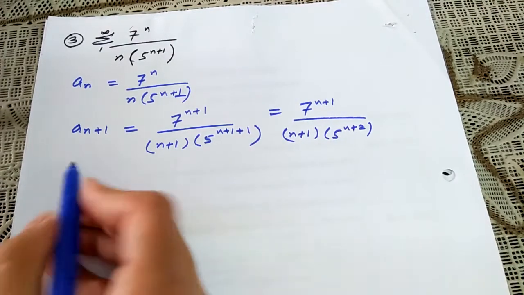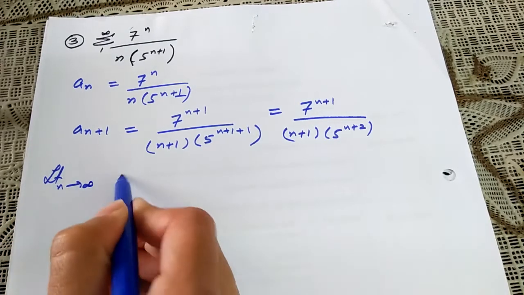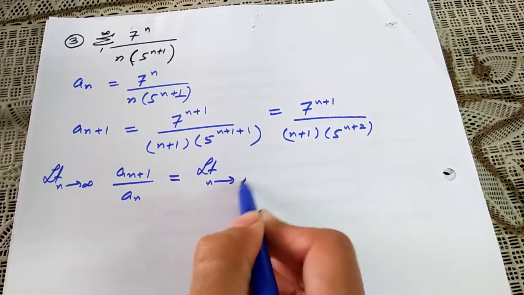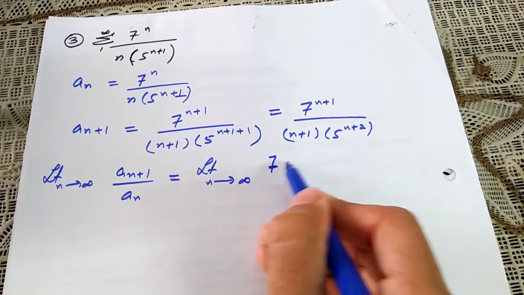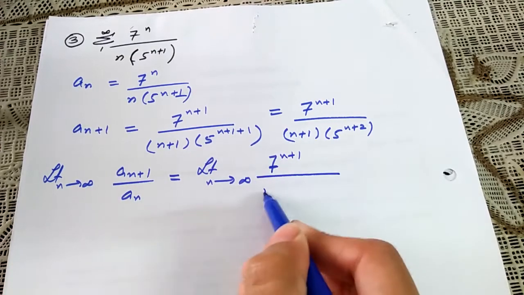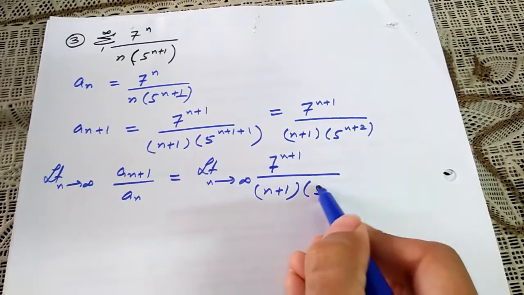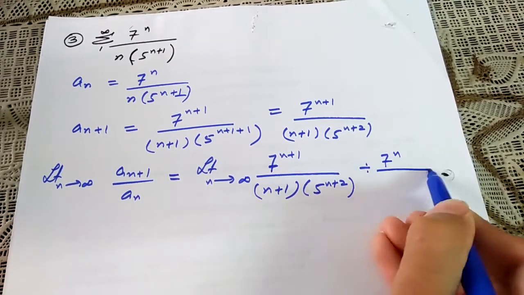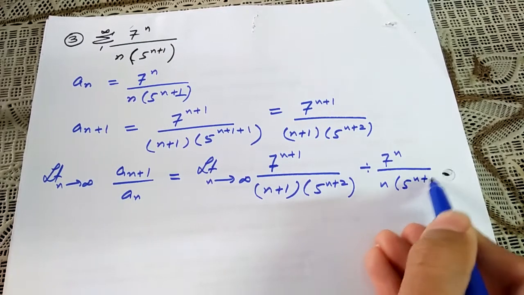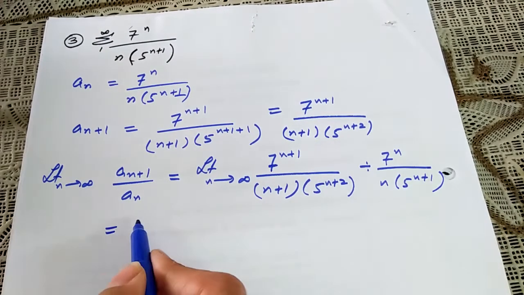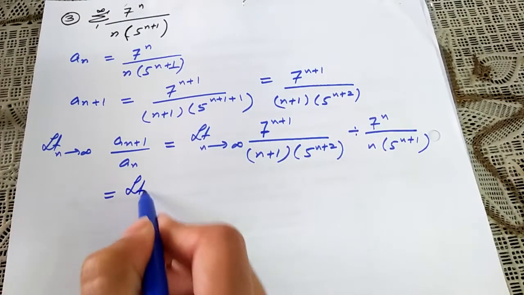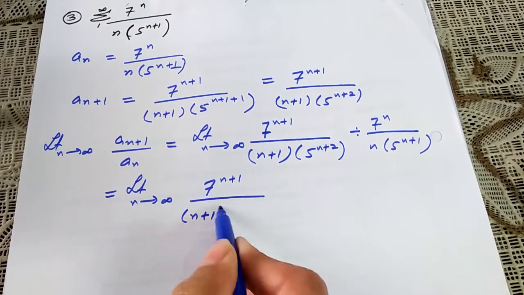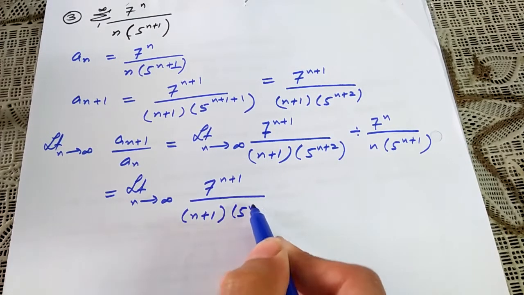This is 7 raised to power n plus 1 divided by n plus 1 into 5 raised to power n plus 2. Now limit n approaches to infinity, an plus 1 divided by an will give you limit n approaches to infinity, an plus 1 is 7 raised to power n plus 1 divided by n plus 1 into 5 raised to power n plus 2, divided with an. An is 7 raised to power n over n into 5 raised to power n plus 1. Now simplify the terms. You will get limit n approaches to infinity, 7 raised to power n plus 1 divided by n plus 1 into 5 raised to power n plus 2.